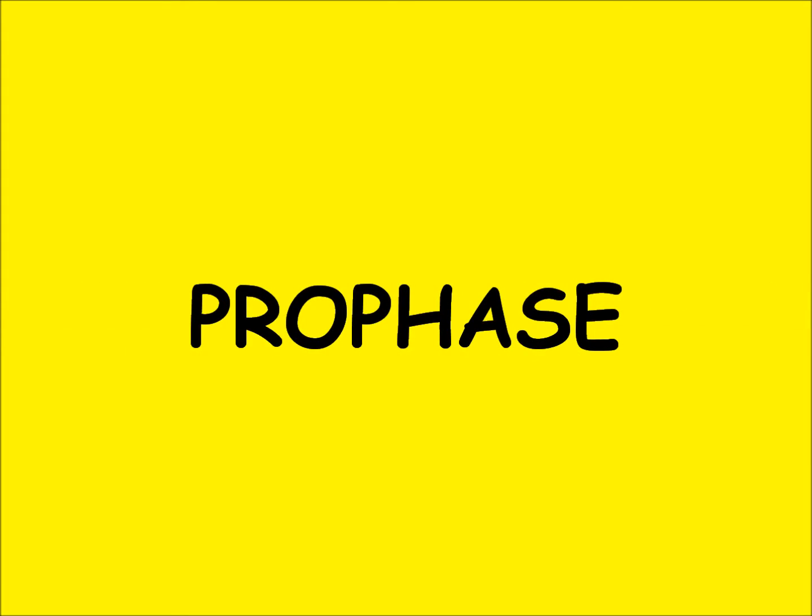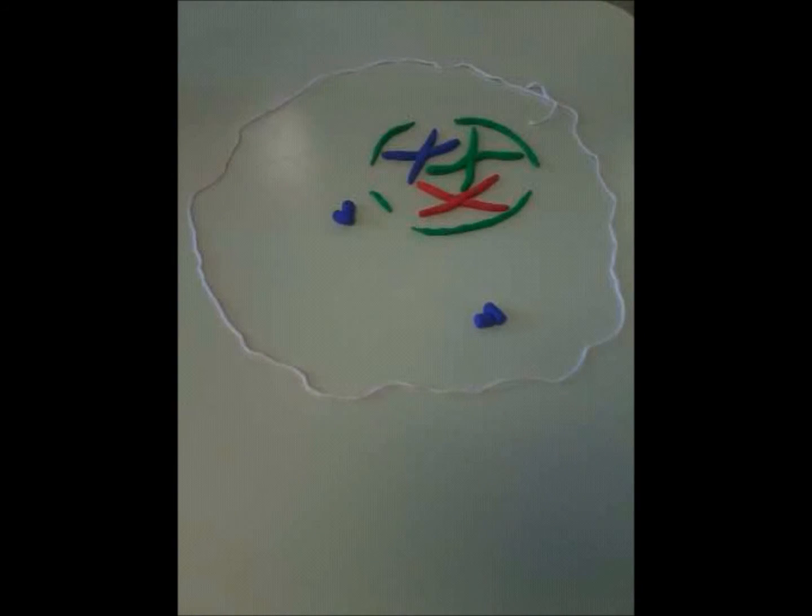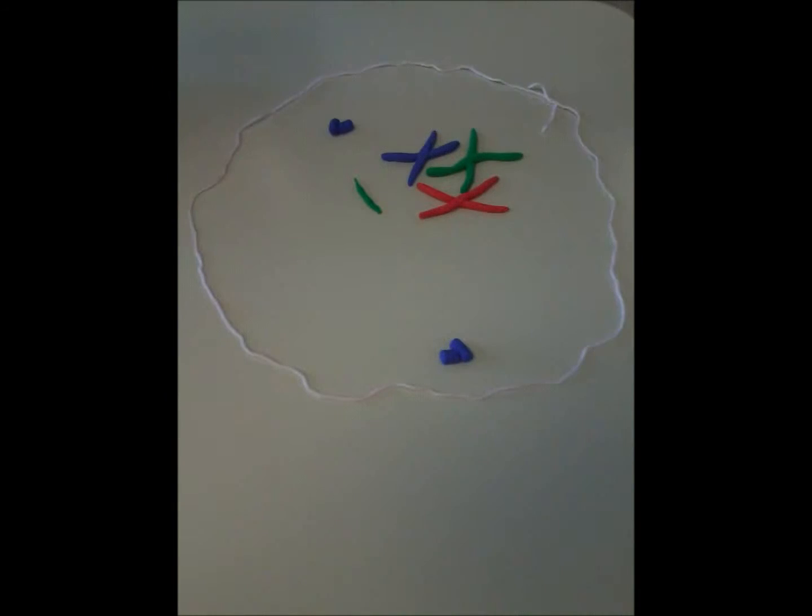Next, the cell enters prophase, the first phase of mitosis. The chromatin condenses into chromosomes, which are made up of 4 chromatids connected by a centromere. The centrioles separate and the spindle fibers begin to form. Finally, the nuclear membrane breaks down.